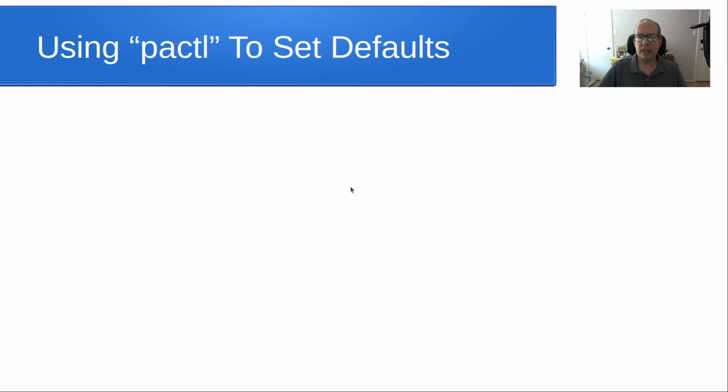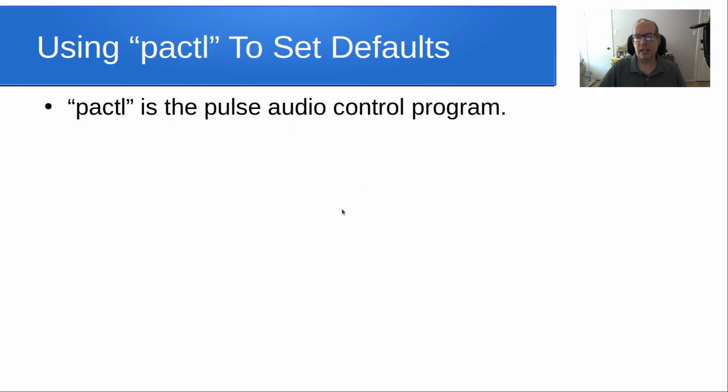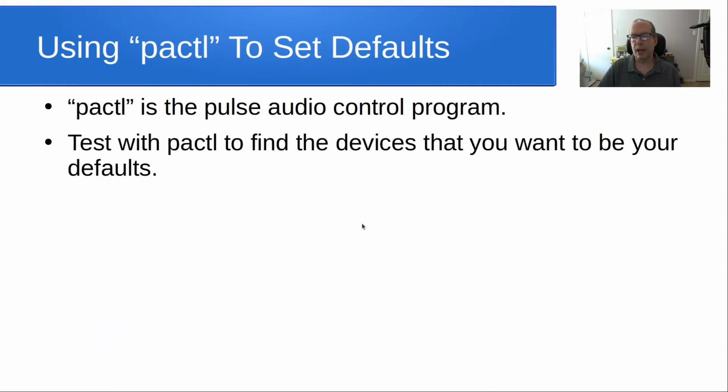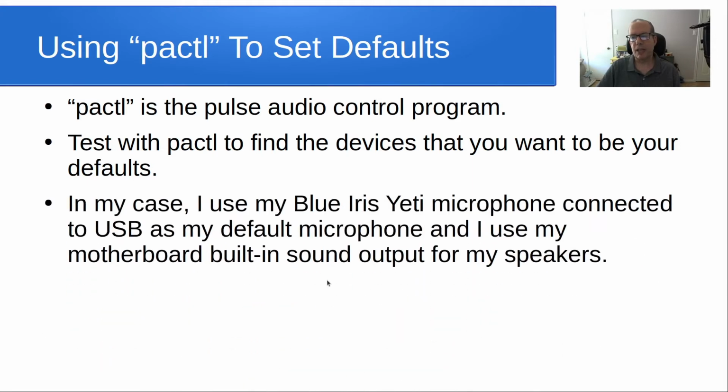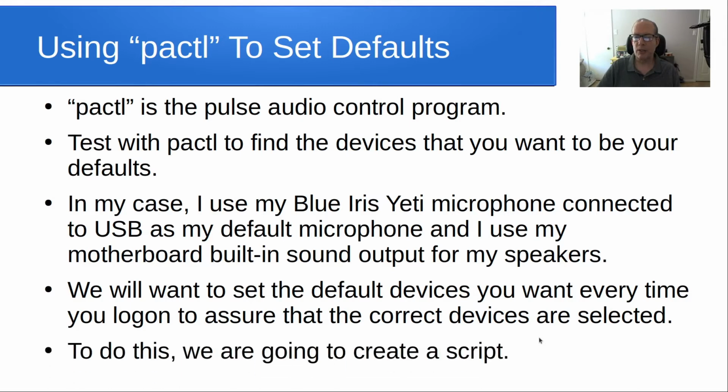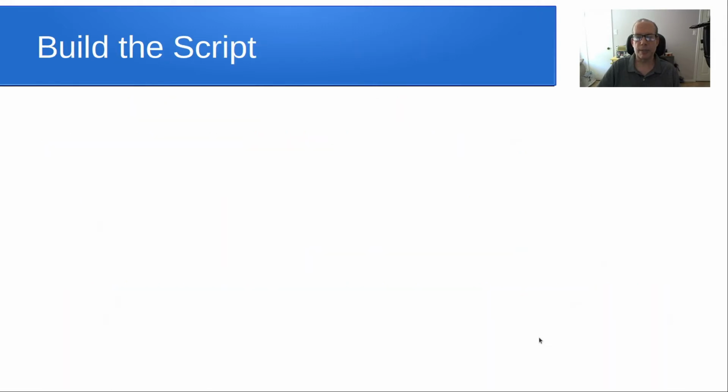So we want to use pactl to set defaults. Pactl is the PulseAudio control program. Test with pactl from a terminal to find the devices that you want to be your defaults on your particular system. In my case, I use my Blue Yeti microphone connected to USB as my default microphone, and I use my motherboard built-in sound output for my speakers. We will want to set the default devices that you want every time you log in to ensure that the correct devices are selected. To do this, we're going to create a script.